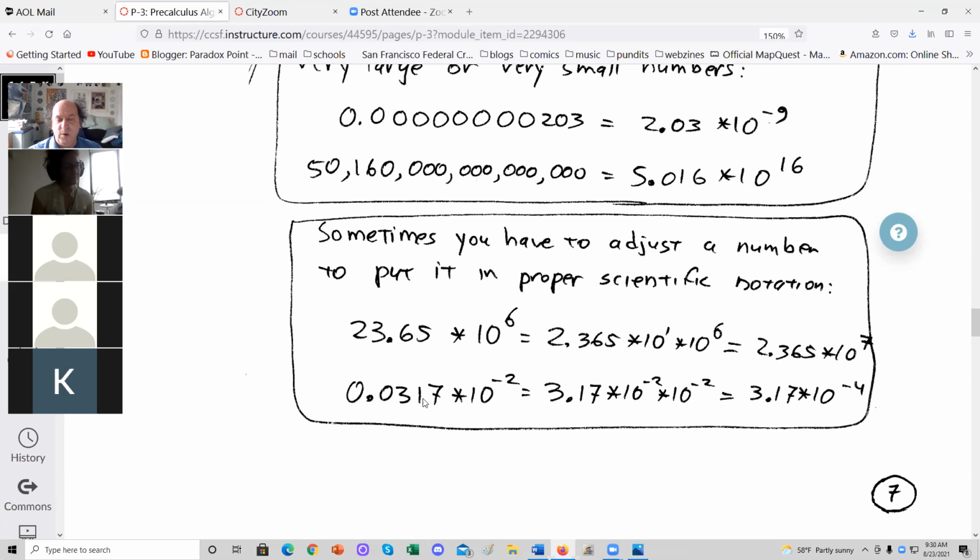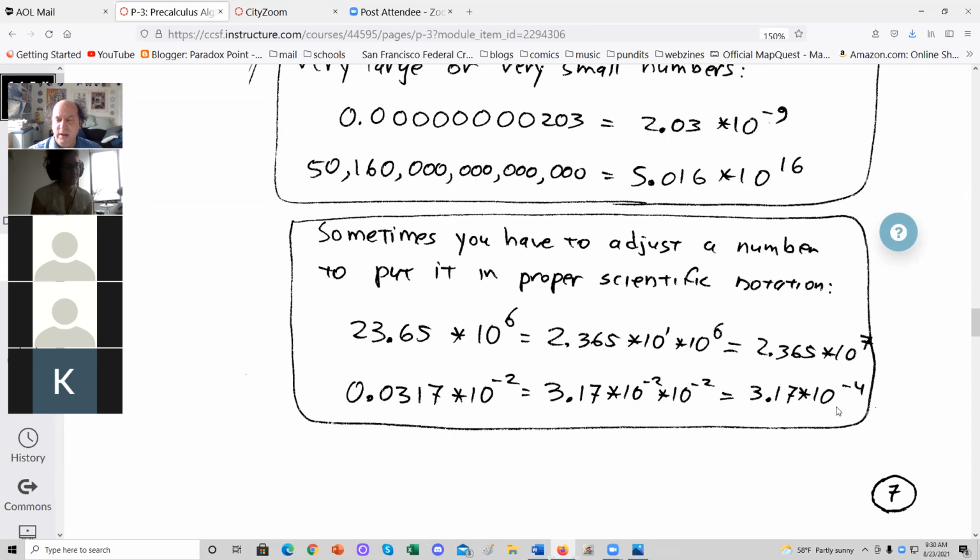Here's 0.0317 times 10 to the negative 2. We have to move the decimal point just to the right of the leading digit to get 3.17. We had to move that point 2 spots to the right. So that's 3.17 times 10 to the negative 2, times this 10 to the negative 2, which gives you a 10 to the negative 4.